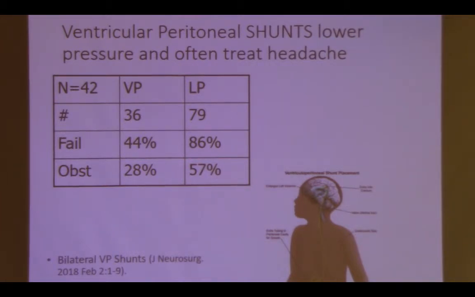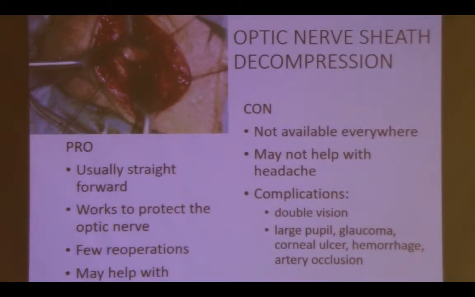So that's one option. Next is the optic nerve sheath fenestration. They go behind the eye, above the eye, on the side of the eye, and they go back behind it and then make a little fenestration around the optic nerve and let the spinal fluid out. It usually works to prevent the person from losing vision. It's not available everywhere, which is a problem, and there can be complications, and sometimes this doesn't help with the headache.